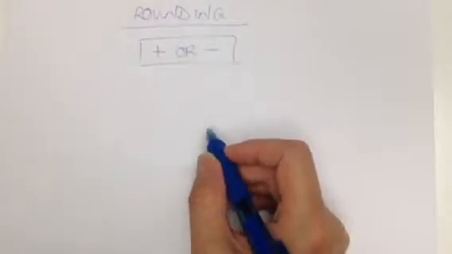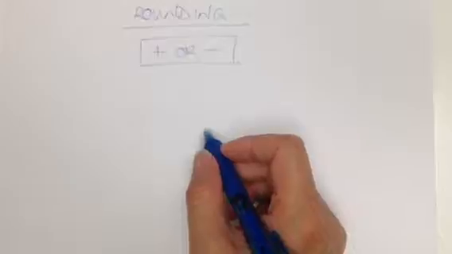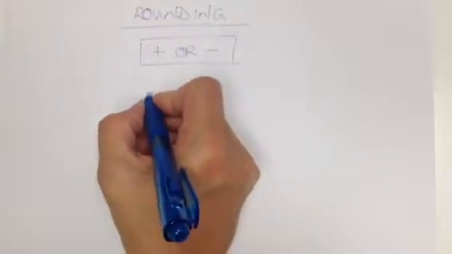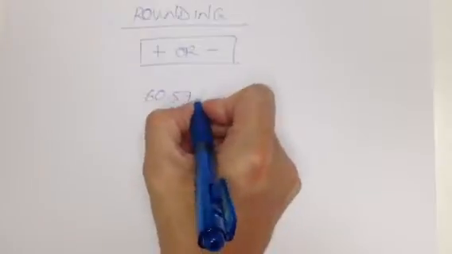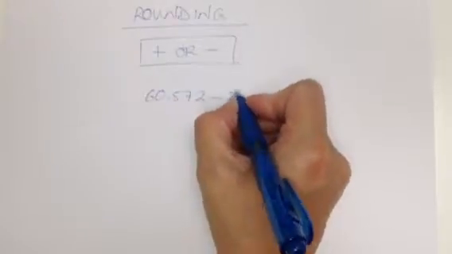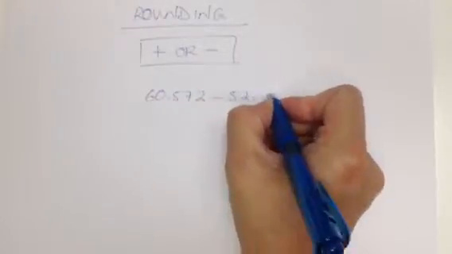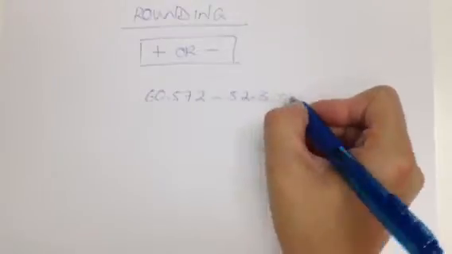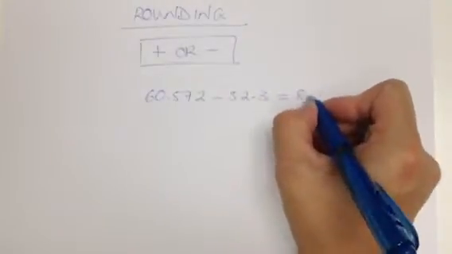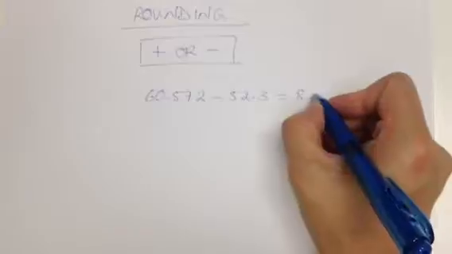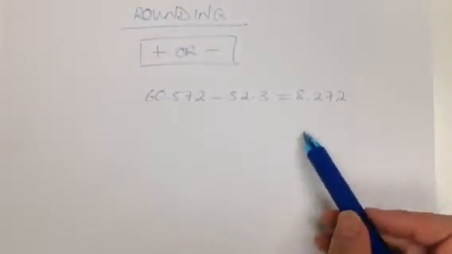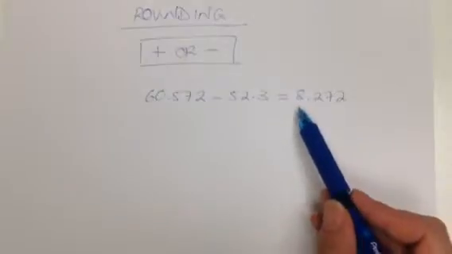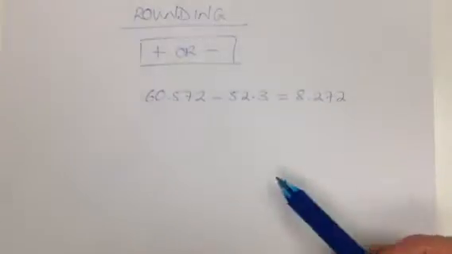Let's consider the rounding rules for operations when we add or subtract. So let's do 60.572 minus 52.3. The rounding rules for addition are the same as the rounding rules for subtraction. Okay, so 60.572 minus 52.3 gives me 8.272.